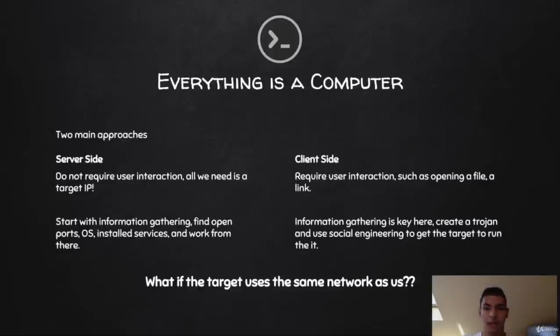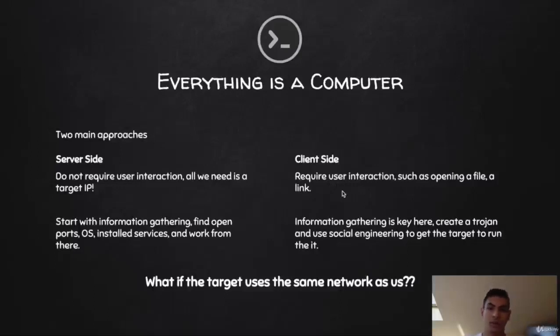So all we have is going to be an IP address and we're going to see how we can test the security and gain access to that computer based on that IP. Our main way of getting in is going to be the operating system that the target runs and the applications installed on that system. The second approach that we're going to try is client-side attacks.